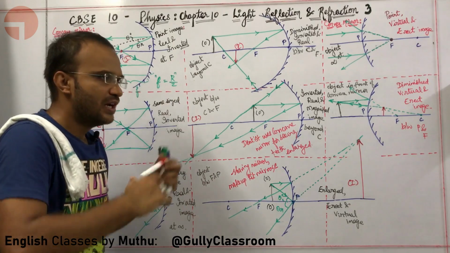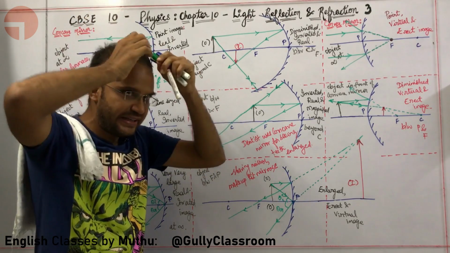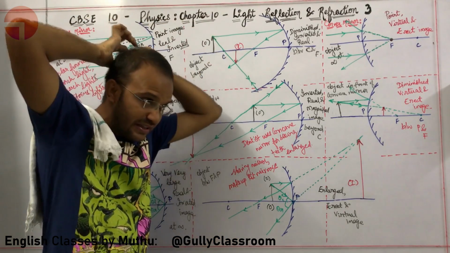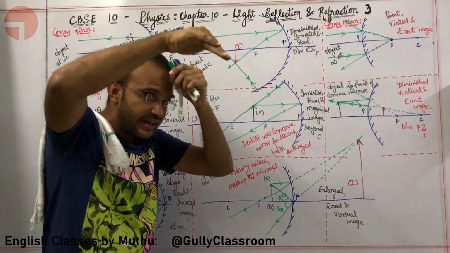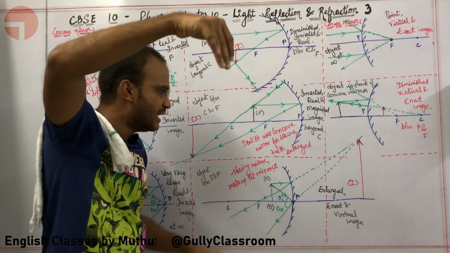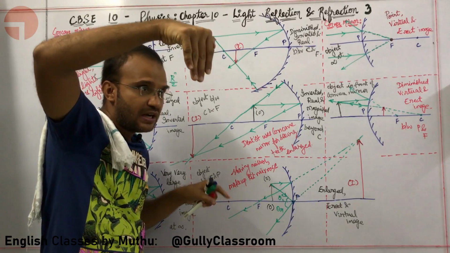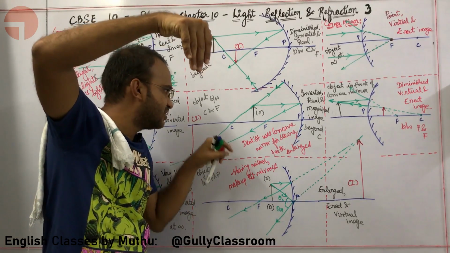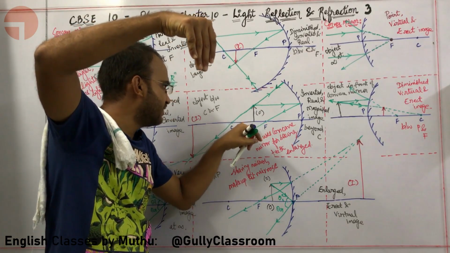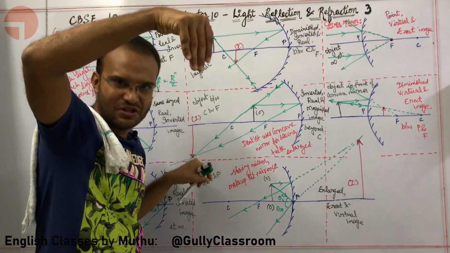The dentist will have a headgear. The headgear will have a concave mirror. Using this concave mirror, the dentist will put your teeth between C and F. So he will get an inverted, enlarged image.